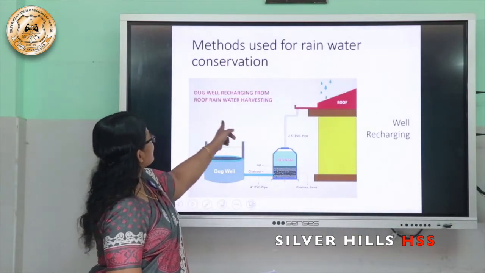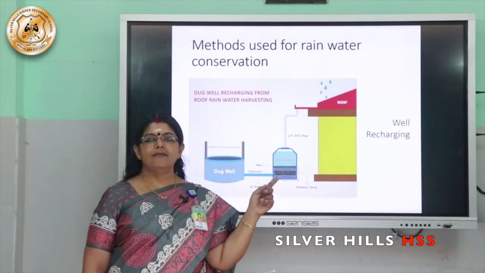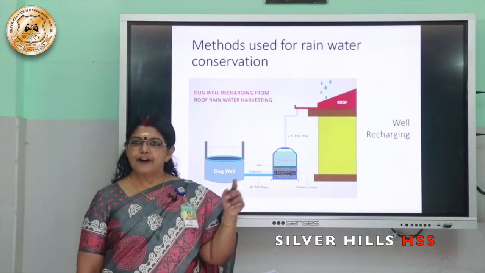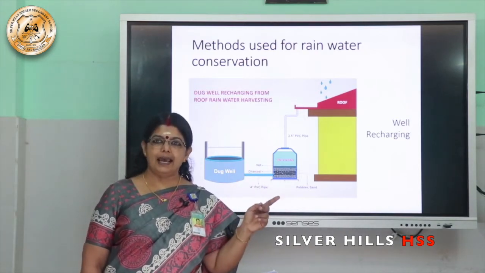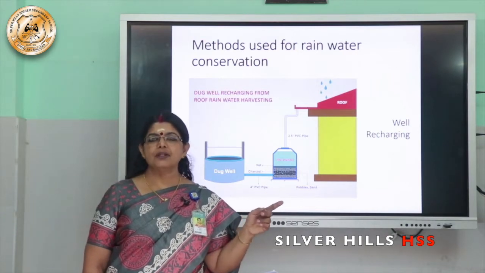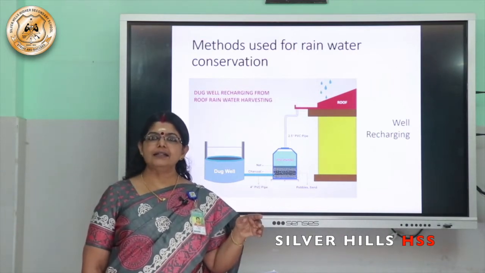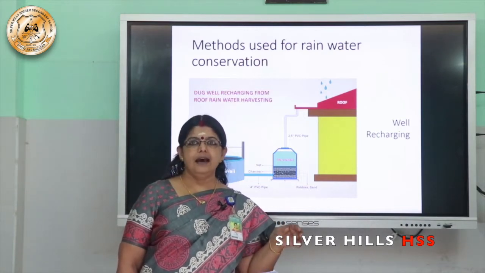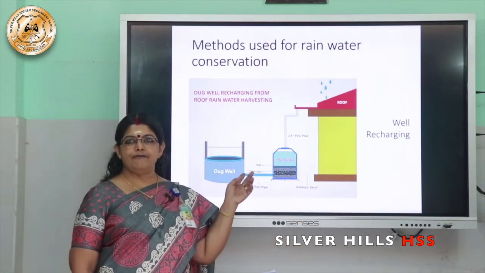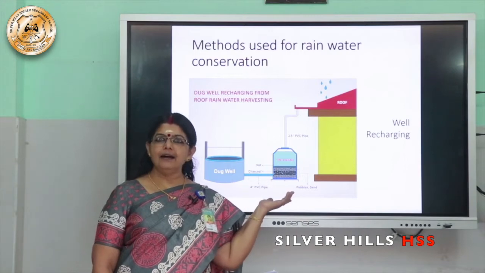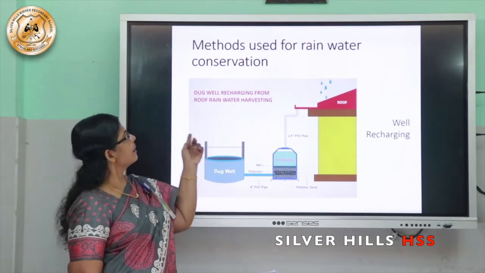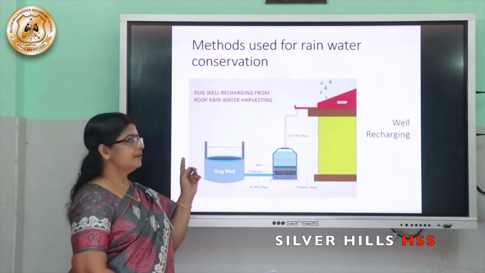Then well recharging. In well recharging, the water is collected on the terrace after thoroughly cleaning, and from there it is collected in a tank through PVC pipes. The water in the tank is filtered using pebbles, charcoal and sand. And this is again collected in the well through different pipes. This is another method used for conservation of water.